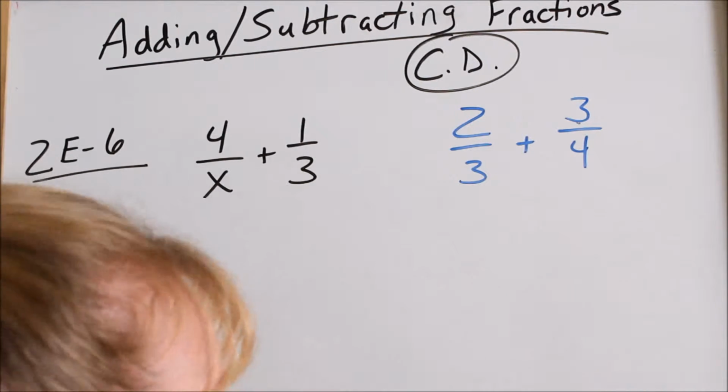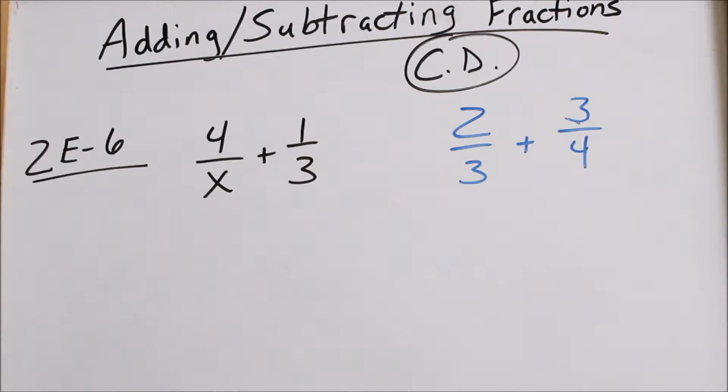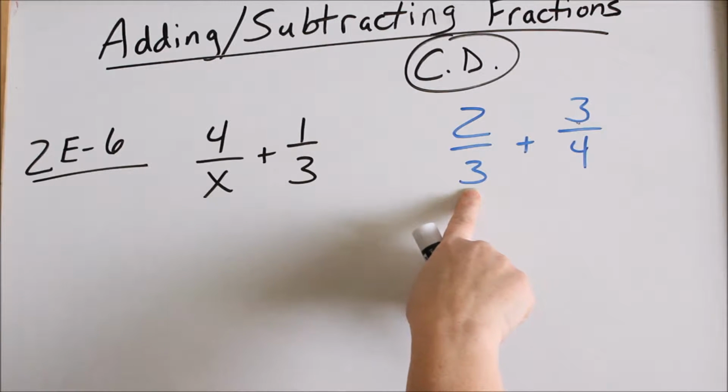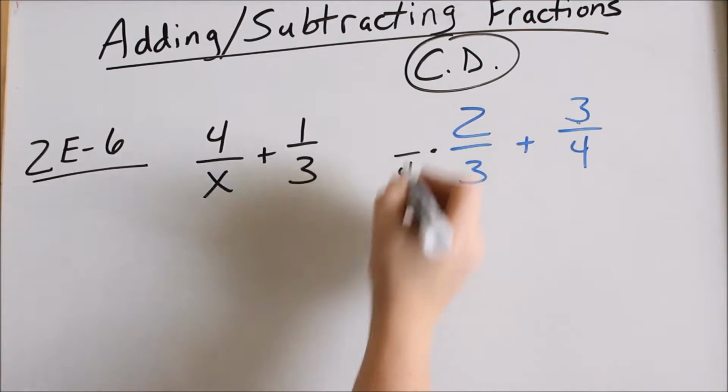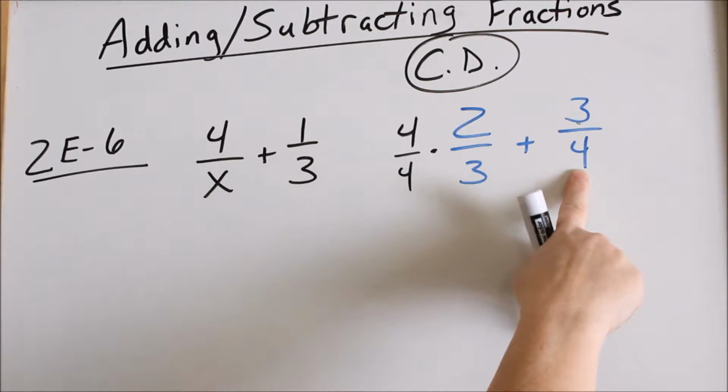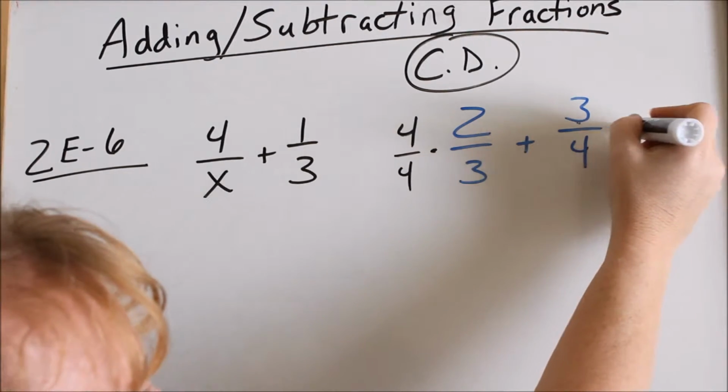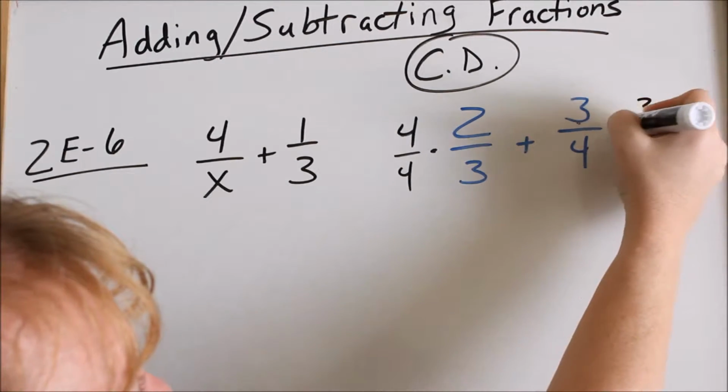2/3 plus 3/4. What would you want your common denominator to be? 12. How do you get this to be a 12? You multiply it by 4. Whatever you do to the denominator, you have to do to the numerator. How do you get that to be a 12? You multiply by 3. Whatever you do to the denominator, you have to do to the numerator.